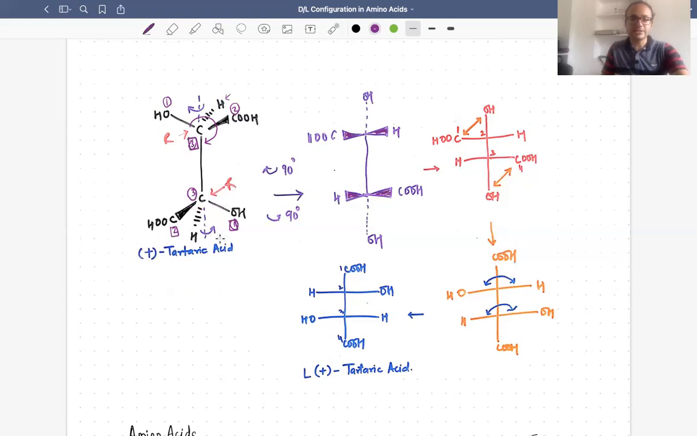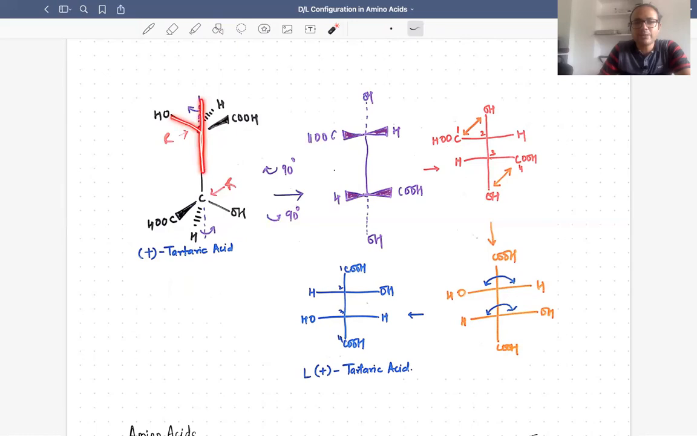Okay, let me remove all these things, otherwise in the discussion it will create a lot of confusion. Okay, fine. So now, since I already told you, if you want to give the D and L configuration, it is necessary to convert this wedge dash into the corresponding Fisher projection formula. So same thing we will do. When we have a bond like this, we will rotate along this particular axis.